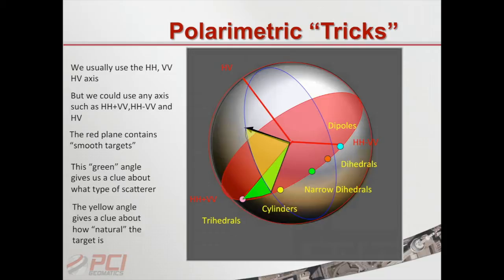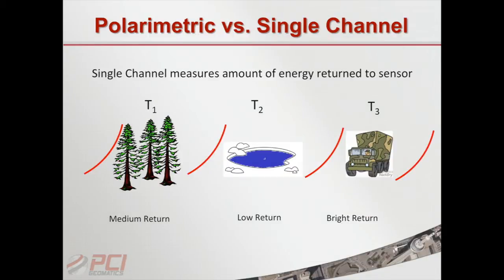makes on this particular plane in the green direction tells us a little bit about the shape of the target. Okay, we know it's a cylinder or a dihedral or a trihedral or whatever it happens to be. So we have this vector here, and we can measure this angle here, and it gives us some kind of idea what the target is. The yellow angle, up here, gives us some idea of how natural the target is. Okay, the more unlike a man-made target it is, the bigger this angle becomes. That's just a simple rule of thumb. So basically, all we're really doing with polarimetry sometimes is changing the axis and coming up with some conclusions.